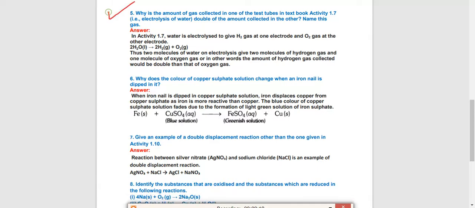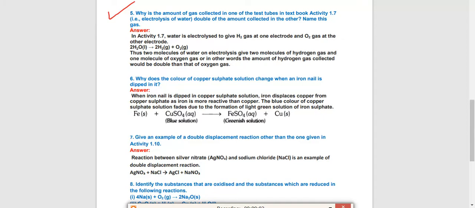See, in the fifth question, why is the amount of gas collected in one of the test tubes in textbook activity number 1.7, electrolysis of water, double the amount collected in the other? Name this gas. One activity is given in your textbook from chapter number 1, activity number 1.7, that is electrolysis of water. In that, water H2O breaks down to give you H2 and O2, hydrogen and oxygen, when electricity is applied. So in this experiment we have read that the amount of one gas collected is more and the amount of the other gas collected is less. So why is it so? And we also have to write the name of the gas which is collected in large amount.